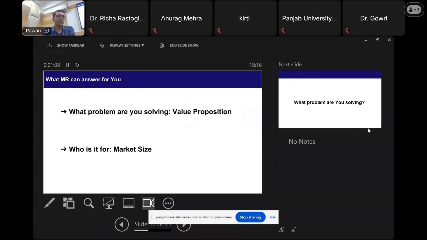Okay. Now, if you're a startup and you're starting a new business, what can MR help you with? The first question it can help you with is to define your value proposition. Say you have identified a patented technology which you want to commercialize. Now you want to know what is the scope of this kind of opportunity? How big is the market? Who is my customer? This is called defining the value proposition. To do that, you will first have to define your product.